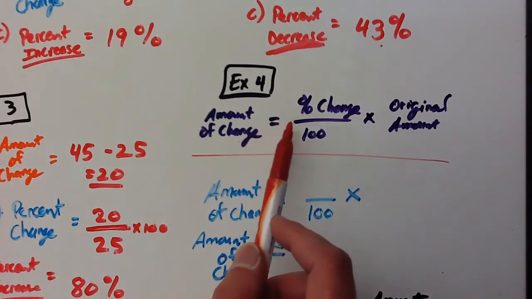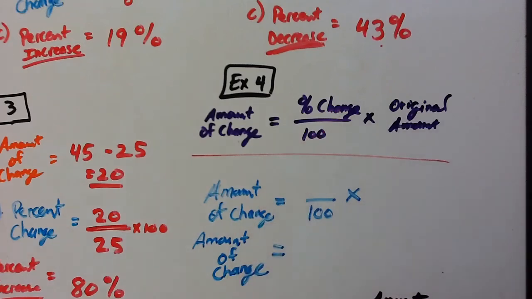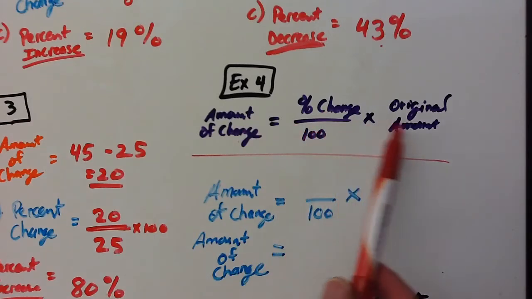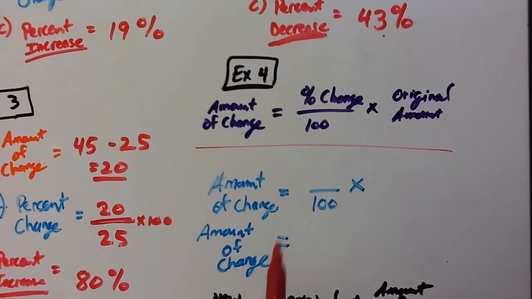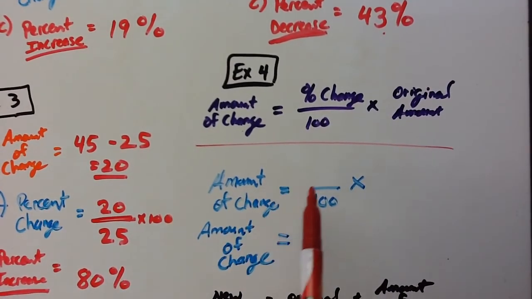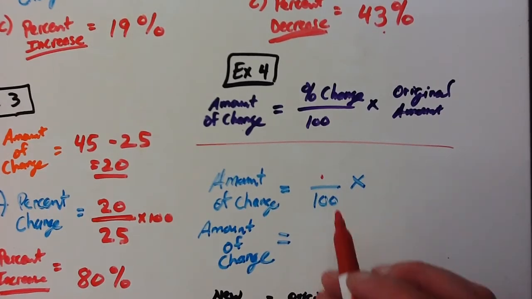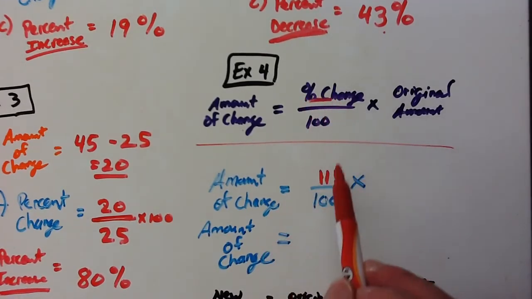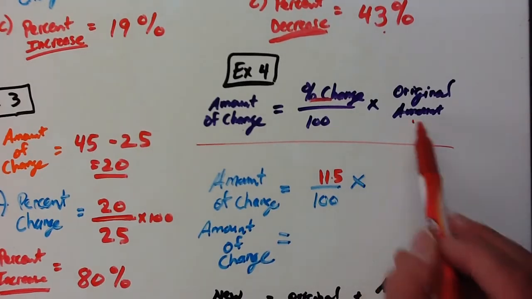The amount of change is equal to the percent change divided by 100 times the original amount, because we take the percentage and make it a decimal, and to go from percent to decimal we divide by 100. The percent change is 115%, so I put it over 100, and then multiply by the original amount.